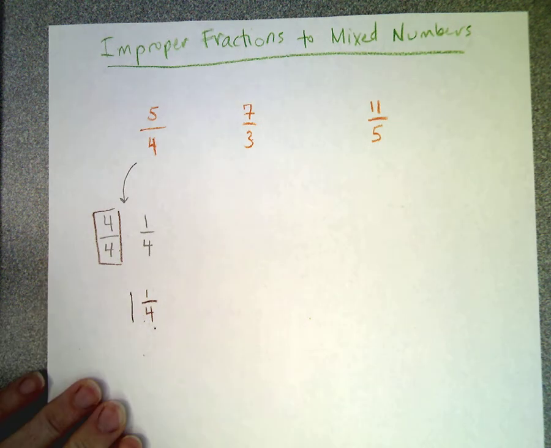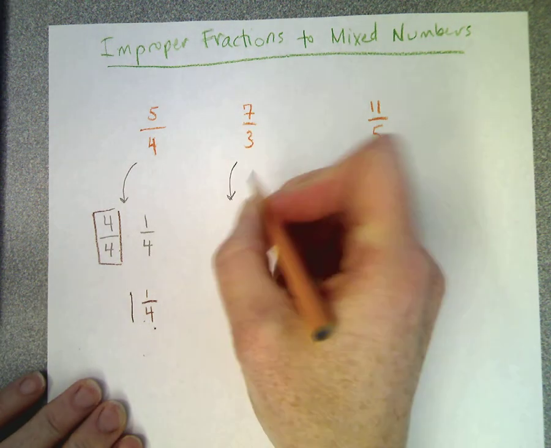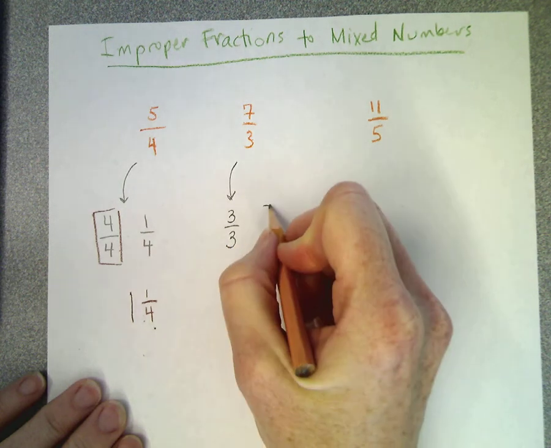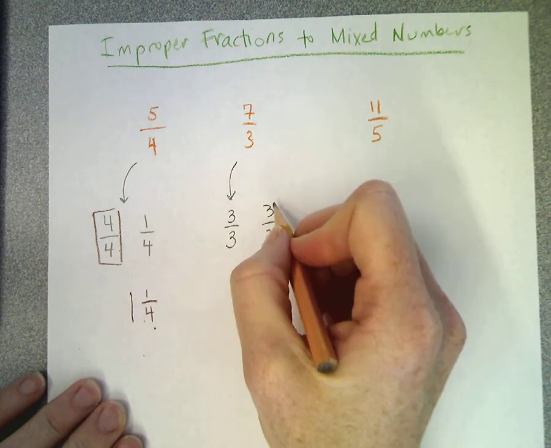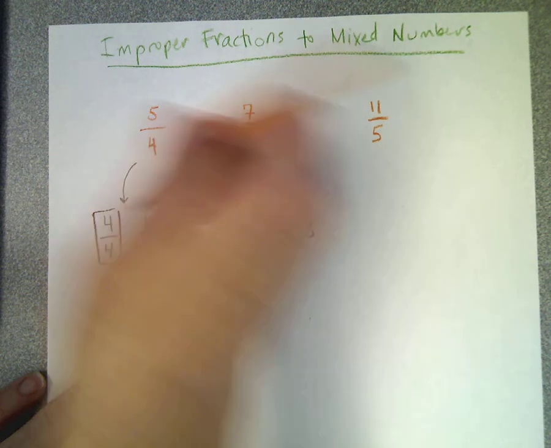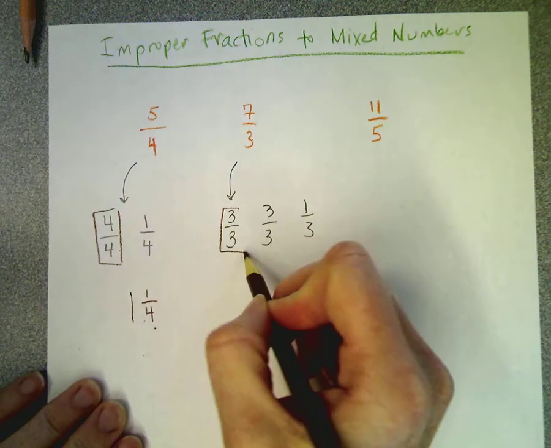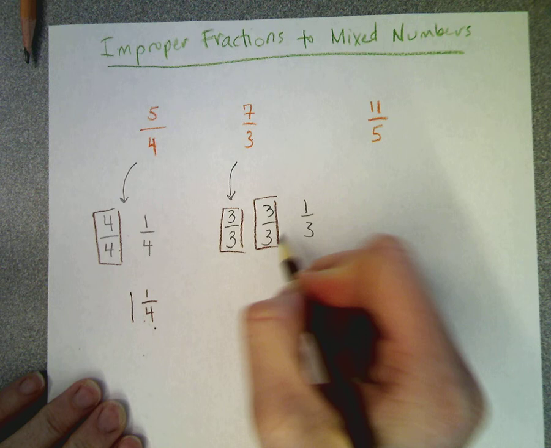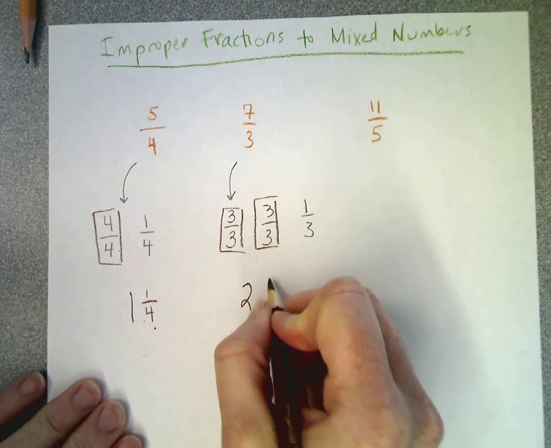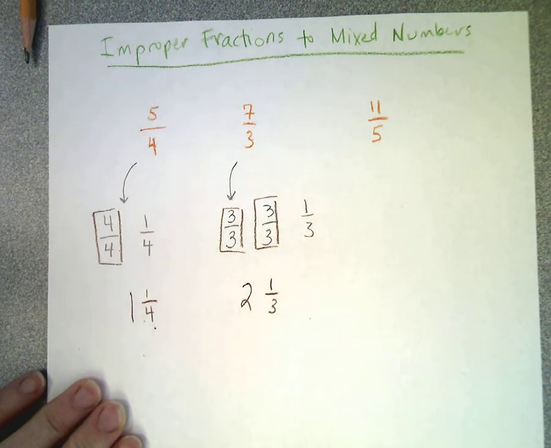I can do the same thing again here. 7/3. I could break it into 3/3. I could break it into another 3/3 actually. So 3/3 and 3/3 would be 6/3, and I need one more third to get to 7/3. So 3/3 is one whole, 3/3 is another whole, and then I have 1/3. So I'd have 2 and 1/3.